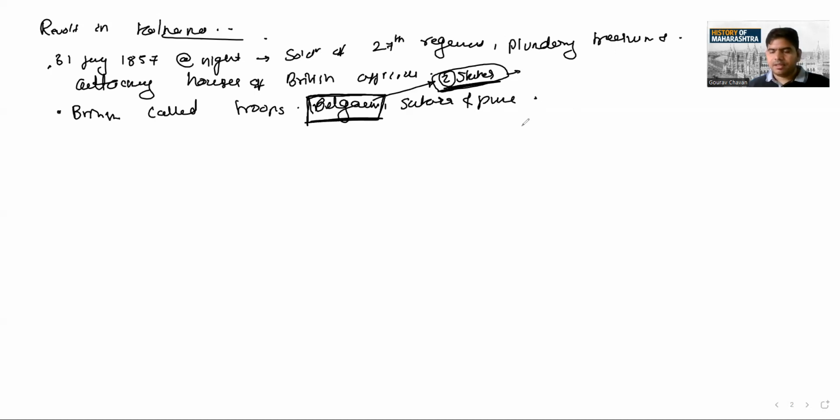Satara and Pune. Then what happened? This revolt was curbed. Then the second phase of this revolt took place on the 6th of December 1857. This revolt was led by Indian soldiers at Kolhapur, Belgaum, and Dharwad.